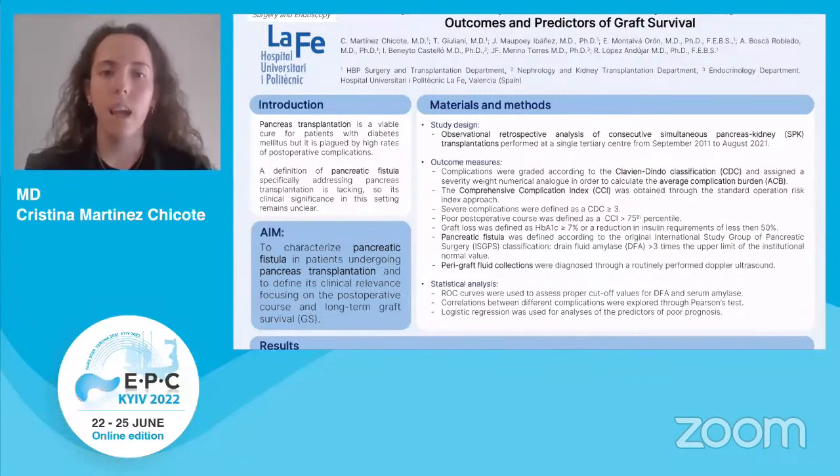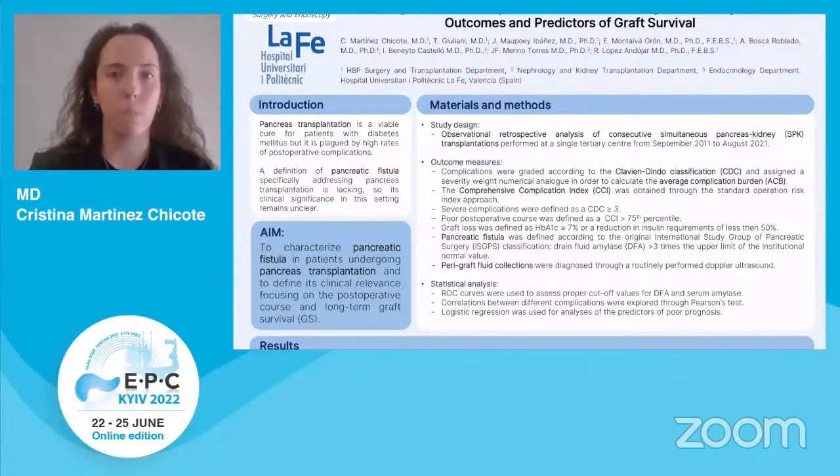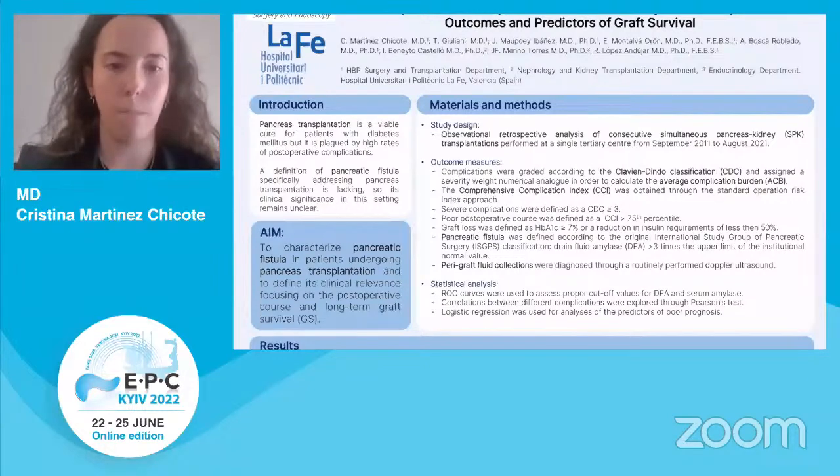With this purpose, we ran a retrospective study of the consecutive simultaneous kidney and pancreas transplantations performed at our center over the past 10 years. Complications were graded according to the Clavien-Dindo classification, and the comprehensive complication index was calculated. Each complication was assigned a severity weight for the assessment of its specific average complication burden. Pancreatic fistula was described according to the original International Study Group for Pancreatic Surgery definition, which states that a pancreatic fistula is established when the drain fluid amylase is 3 times higher than the upper limit of the institutional value.